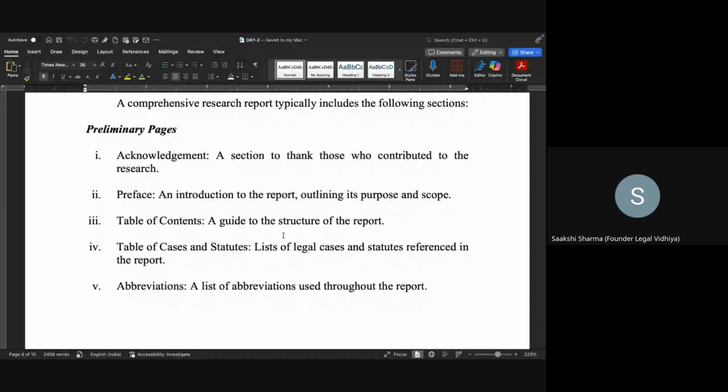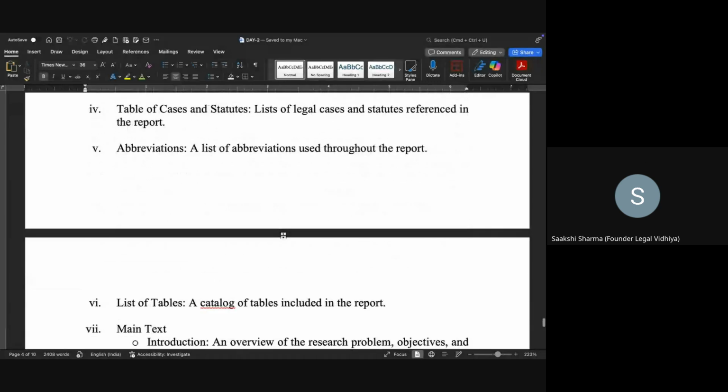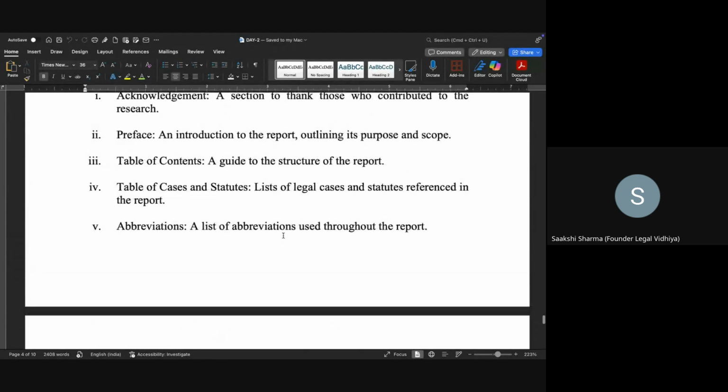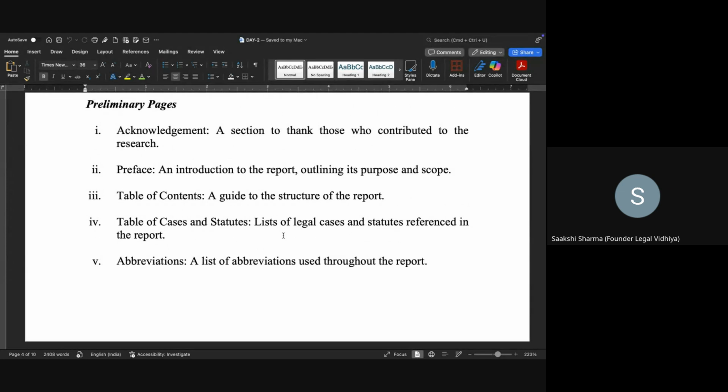तो रिसर्च रिपोर्ट या फिर जो भी आप आपकी डिसर्टेशन लिखते हो, थीसिस लिखते हो या फिर जो भी आप रिसर्च पेपर लिखते हो, the preliminary pages are always the acknowledgement, the preface, the table of contents, table of cases and statutes, list of abbreviations and list of tables. तो ये सारी जो चीजें हैं, ये जो 6 चीजें हैं, that is the acknowledgement, that is who all you want to thank, or who all are the persons that have contributed to your research. Then the preface, that is an introduction to your research report. This map outline karte ho what is the scope and what is the purpose.